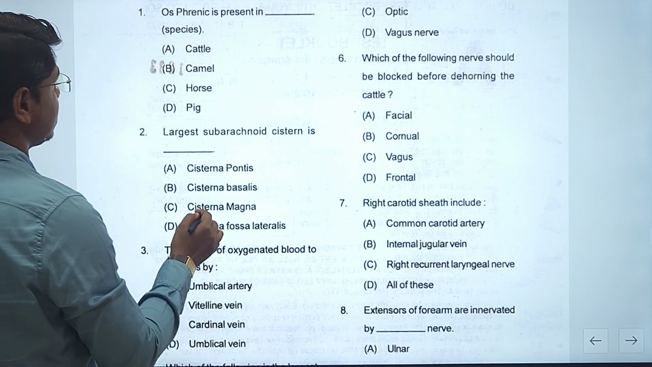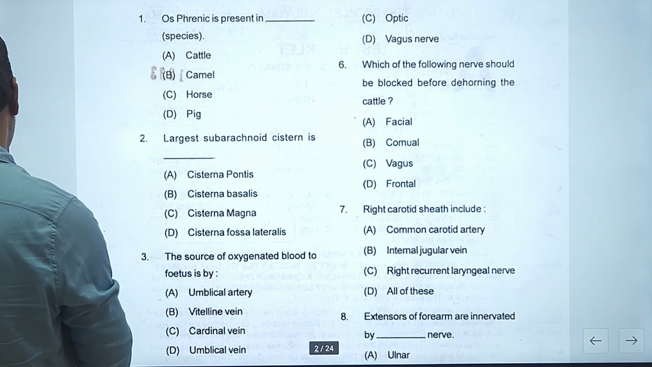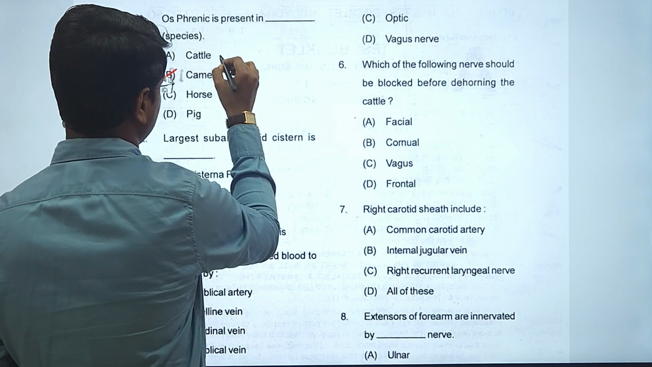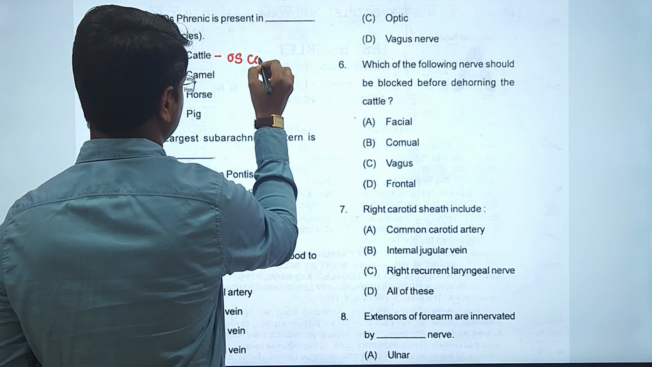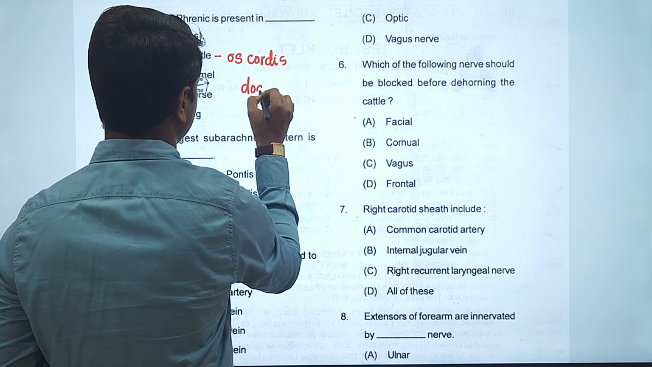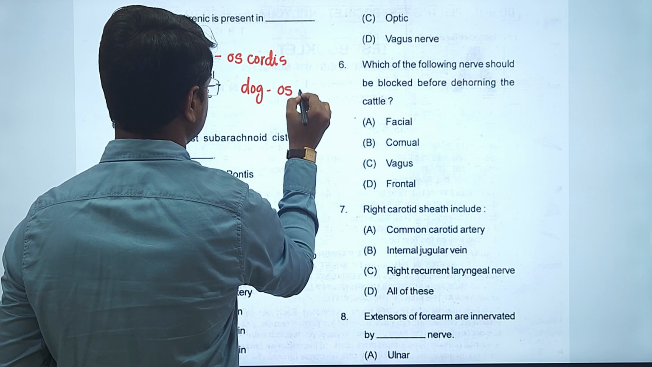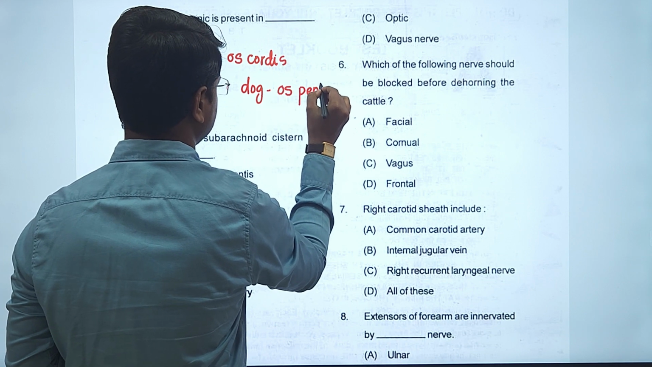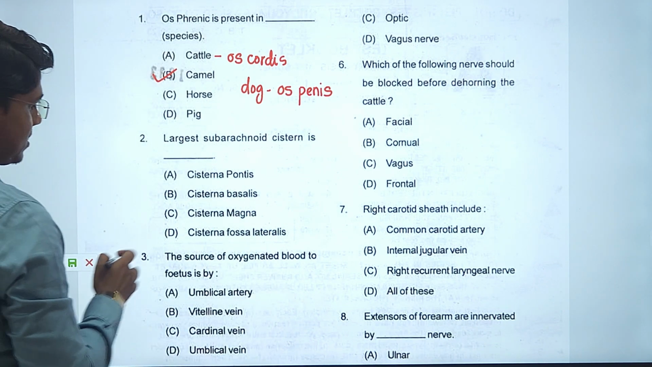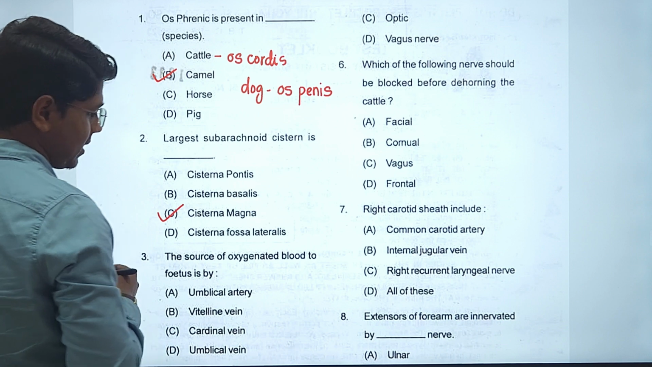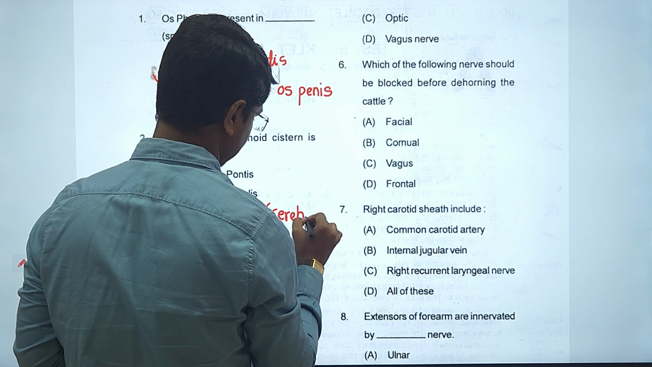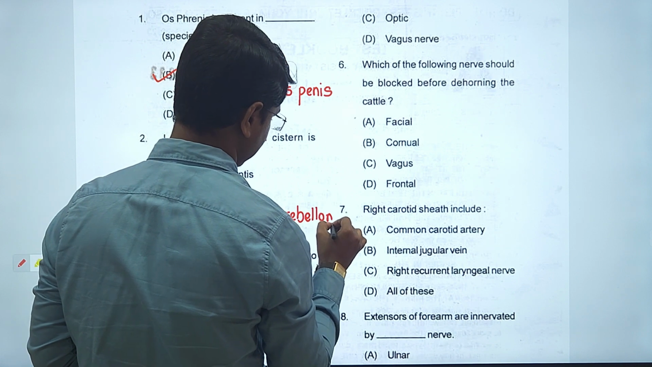The first question: Os phrenic is present in case of camel. In case of cattle you will find Os cordis. In case of dog you will find Os penis. These are basically visceral bones. Largest subarachnoid cistern is cisterna magna. Other name is cerebellomedullary cistern.